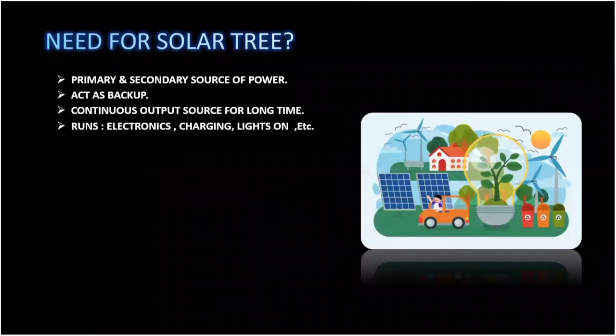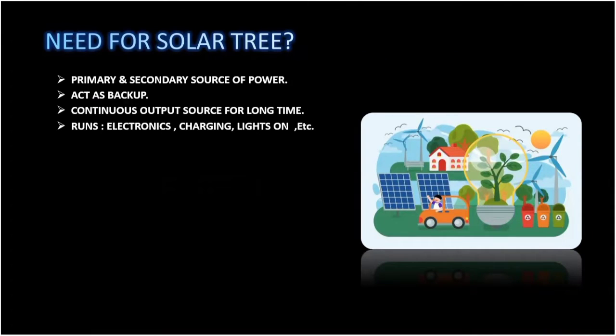This slide shows the need for solar tree. This tree provides a primary or secondary source of power for a home or business. One tree can serve as a backup source of power in case of a blackout. However, it needs an adequate amount of sunlight to provide energy. The power is used to run electronics, charge batteries, and keep the lights on.